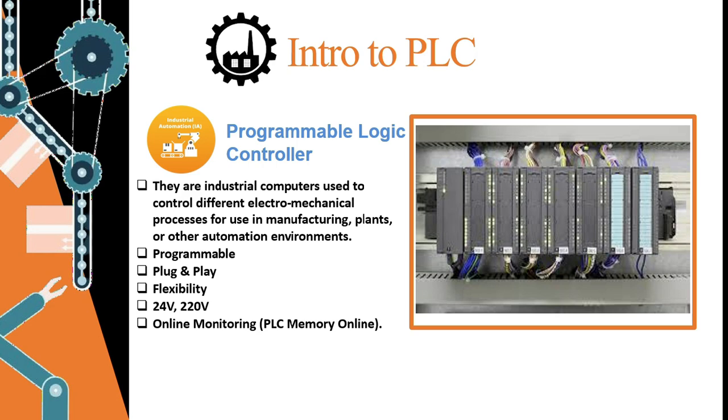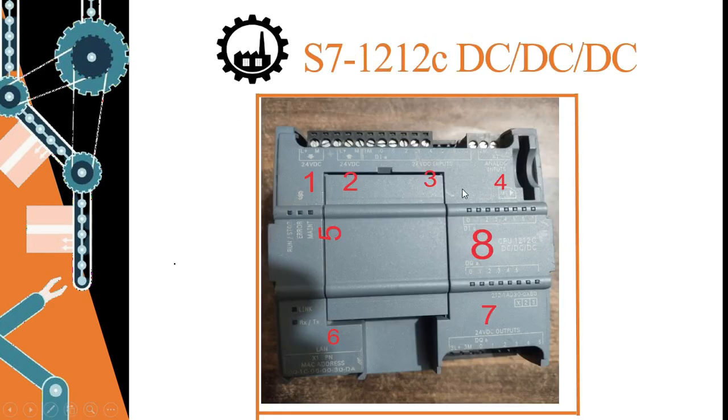Next we will move on to the CPU we are going to use in today's lecture. This is the CPU we are going to use. This is the S7-1212C DC. What does DC mean? First, DC is for the input supply: this PLC takes 24-volt DC as its input supply voltage. The second is for the input pins, which are operational on 24-volt DC, and the third is DC output pins; its output pins are also DC.